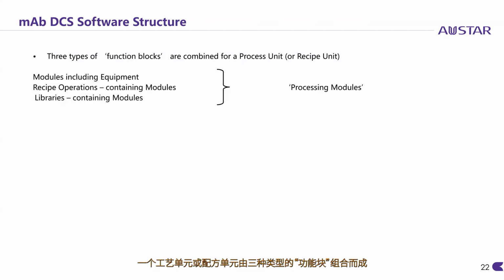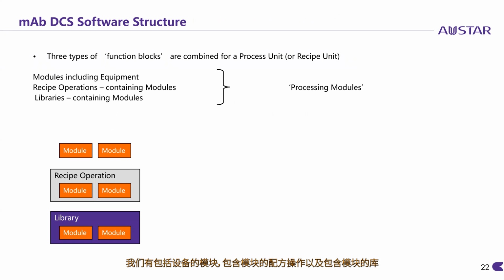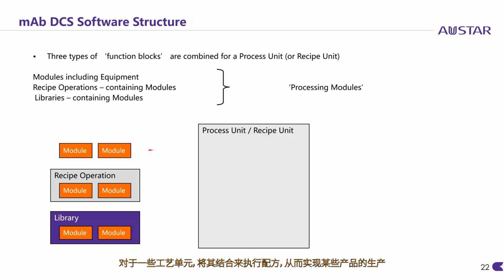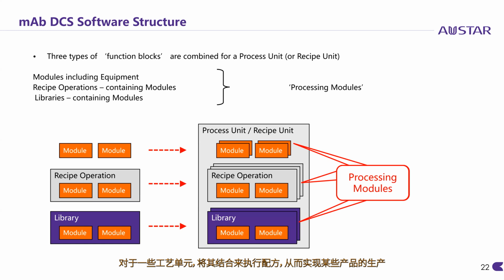We have three types of function blocks that are combined into the software of a process unit or recipe unit. So we have the modules, including the equipment. We have recipe operations, which contain modules, and we have libraries, which also contain modules. And for a certain process unit, we put that together into one piece. And all these process units are executed to run a recipe and make a production of a certain product possible.